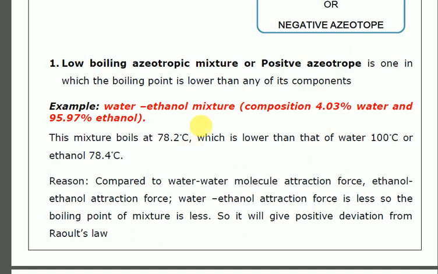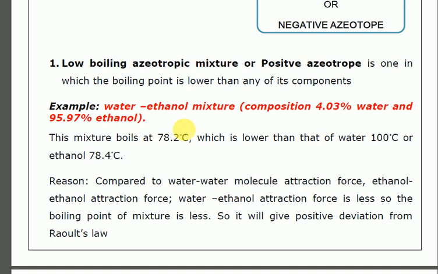This will not become 3%. This will not become 95 or 94 or 93%. Now this boiling point is lower than the boiling point of water and the boiling point of ethanol. The boiling point of water is 100 degrees Celsius and that of ethanol is 78.4 degrees Celsius. Ultimately, these two are higher and the mixture boiling point is much lower.